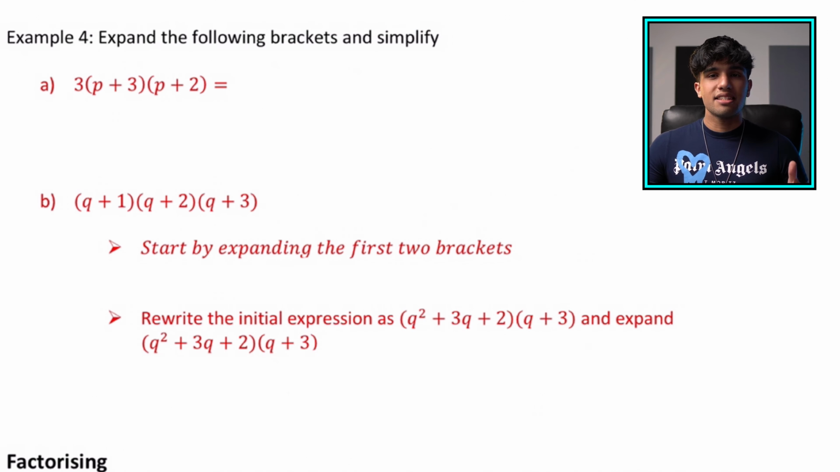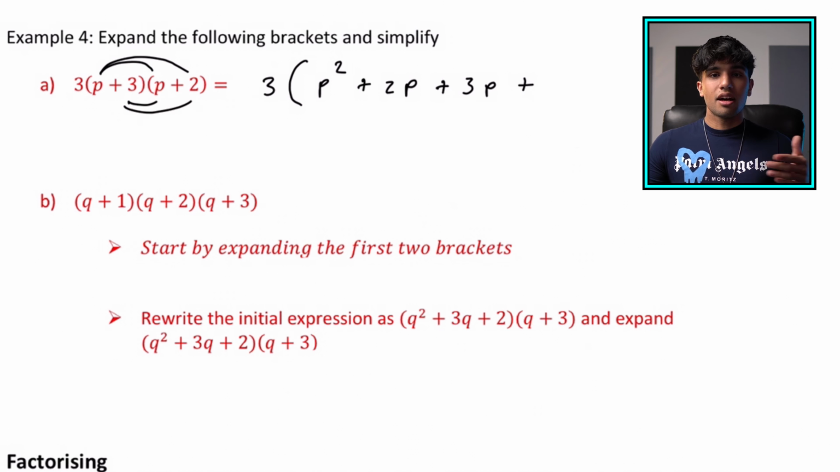For part A, let's leave 3 to the side for a second and focus on our two brackets. To multiply these two brackets, we do what we did in the previous example. Drawing our lines on, we start with p times p, next we move on to 2 times p, then 3 times p, and lastly 3 times 2. Again, let's leave 3 to the side for a second and simplify our bracket.